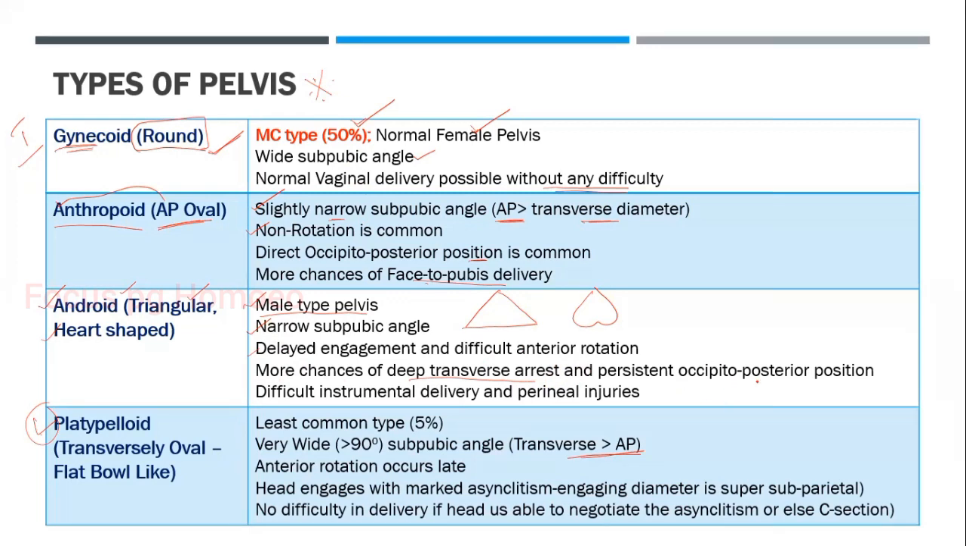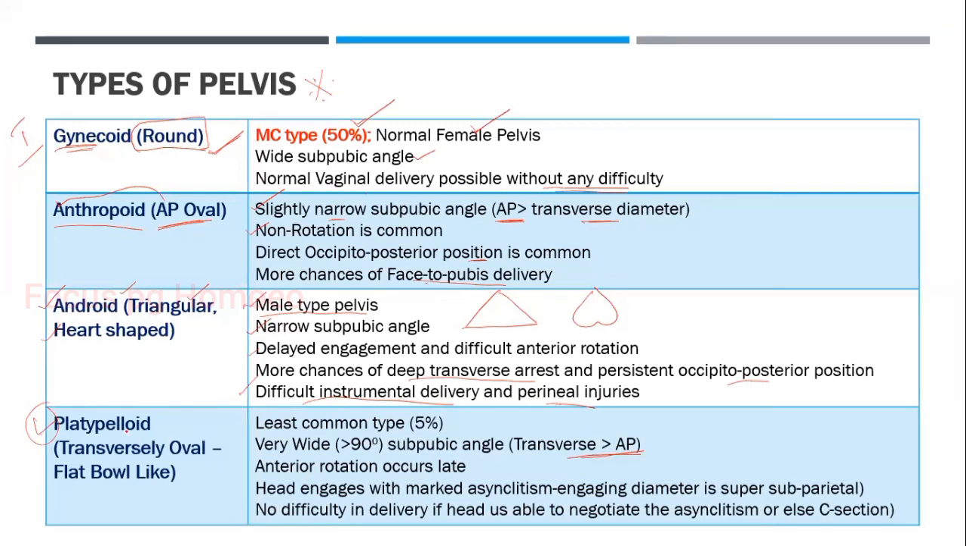Persistent occipito-posterior position is common, with difficult instrumental delivery and perineal injuries. Instrumental delivery means assisted deliveries with forceps. So that is difficult here. And if a female is seen to have an android pelvis, trying normal vaginal delivery is a rare thing, because there will be difficulty, and that is why she is directly taken for a C-section. There are incidences of perineal injuries also.